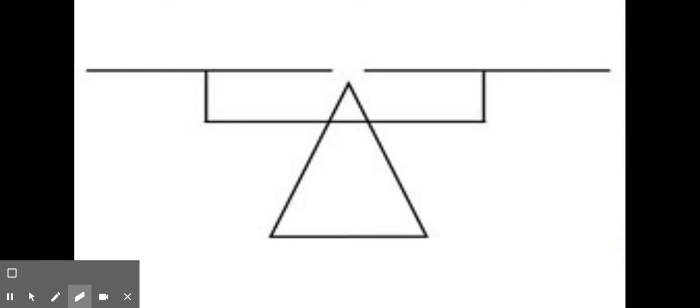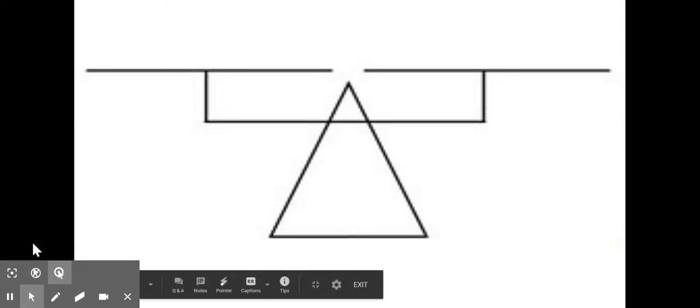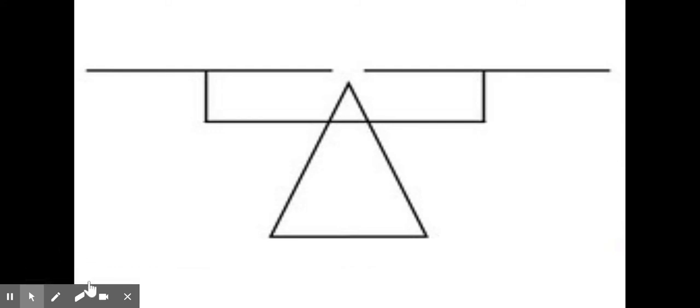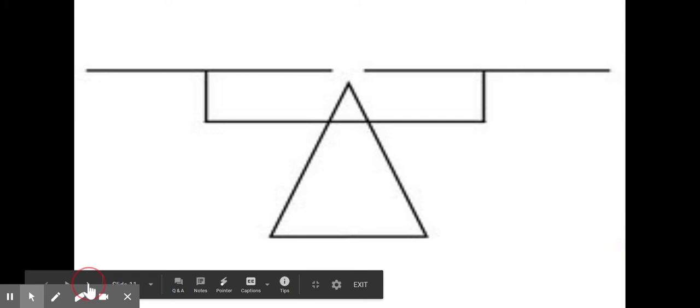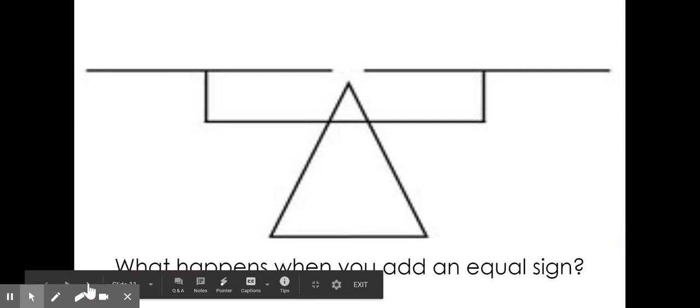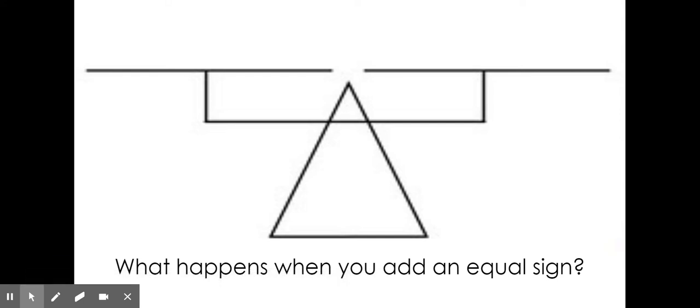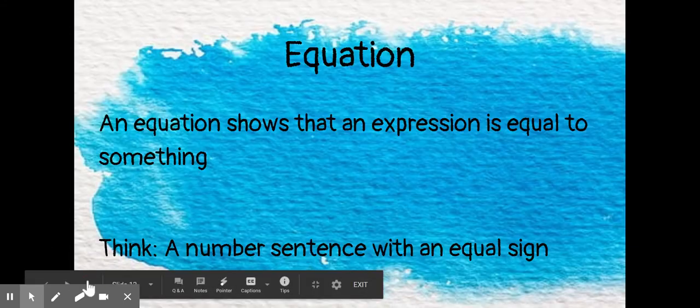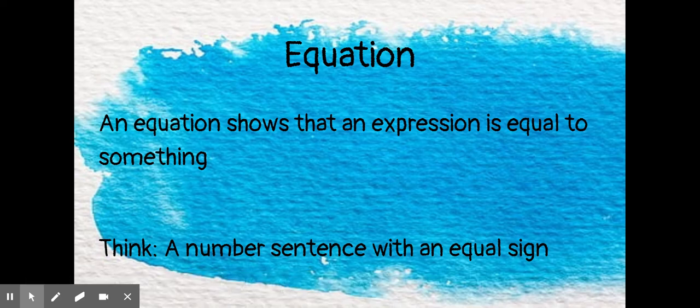So, new question. We've taken a look at expressions. We've taken a look at expressions with variables. We've talked about simplifying when we have like terms. So the next logical question is, what happens when you add an equal sign? What happens when you add an equal sign? Well, when you add an equal sign, you get an equation.